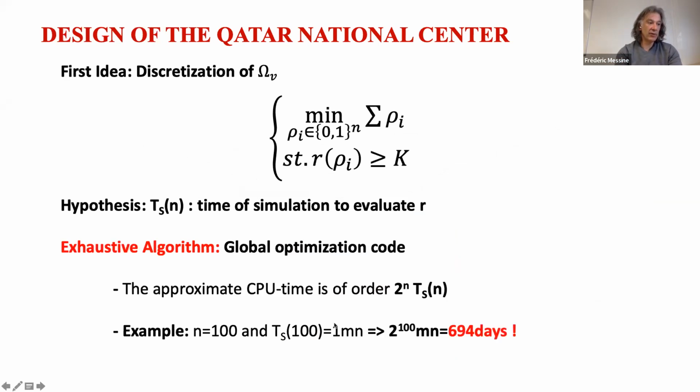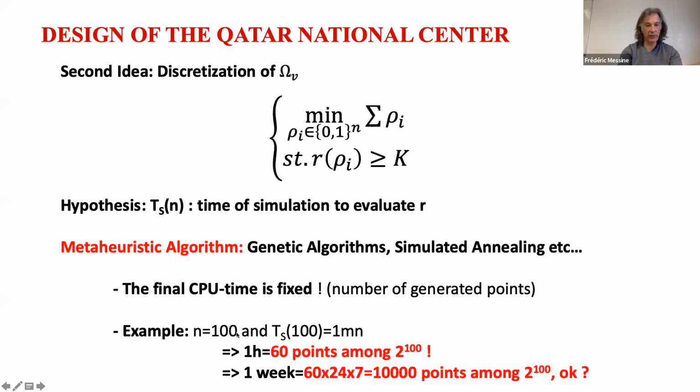And of course, if you use a better computer, you can divide this simulation time by maybe 10, but okay, you will only divide by 10. But we will discuss a bit later what happens if I add just one more variable for this kind of algorithm. The second idea that was introduced quite early is to solve this discrete problem by using metaheuristic algorithms like genetic algorithm or simulated annealing, because they are very good at solving those kinds of discrete problems.